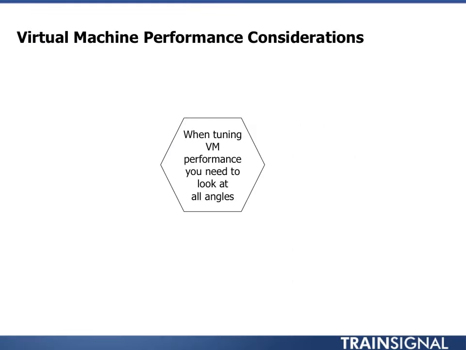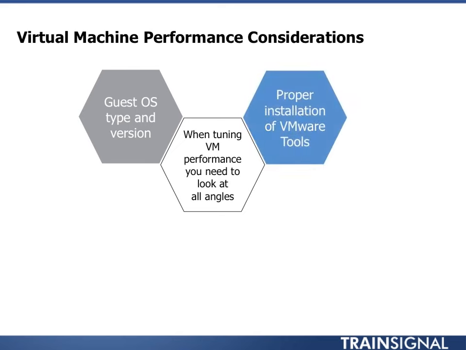So there's several things you need to look at when you are looking at virtual machine performance and tuning it correctly. First is the guest OS type and version. That's fairly obvious. What you might do to optimize one OS, say Windows, may not be applicable to another, say Linux. So there are recommendations and best practices that vary between the two, or whatever different variations of OSs you may have.